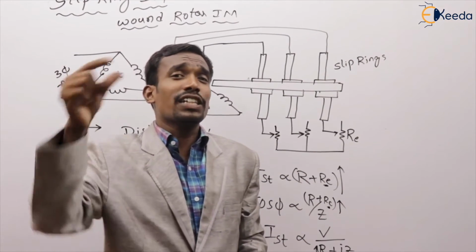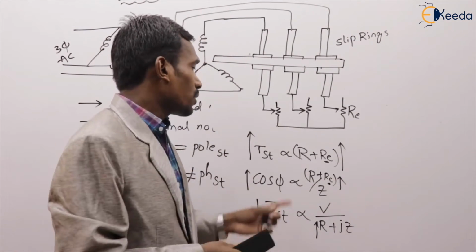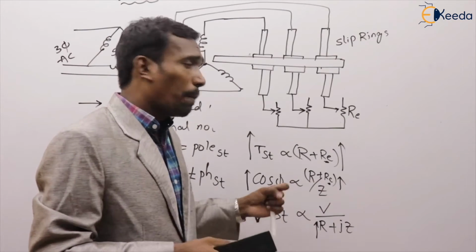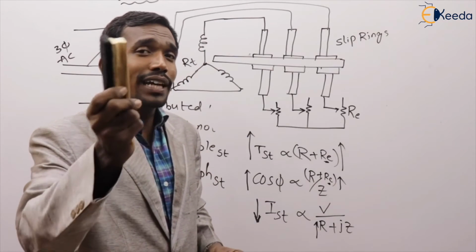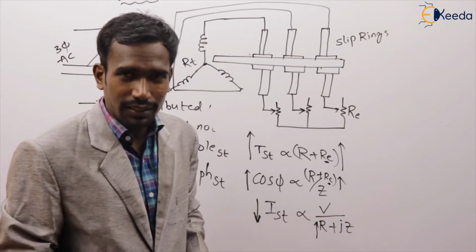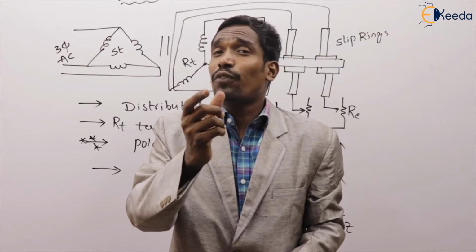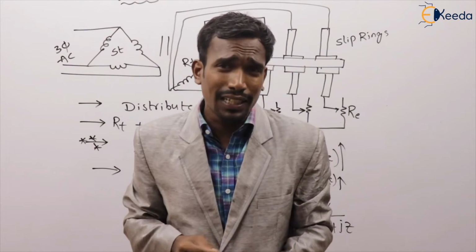So by adding extra resistance, we can improve starting torque, we can improve power factor, and also we can control the starting current. Right? Next one. In this machine, poles are formed due to winding procedure actually.